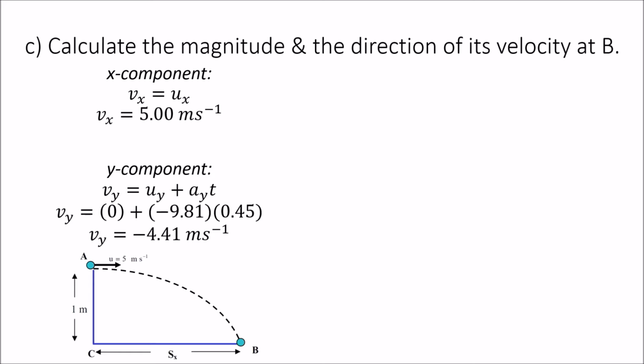With both the x and y components of velocity found, we can find the magnitude of the resultant velocity by using the Pythagoras theorem. Substitute in the values and you get the answer.